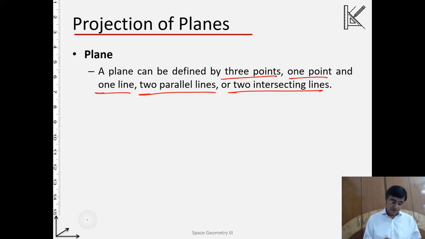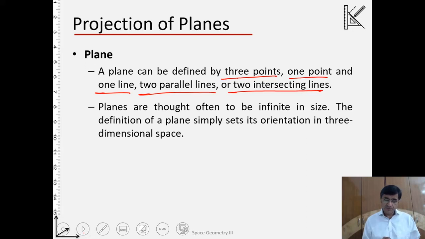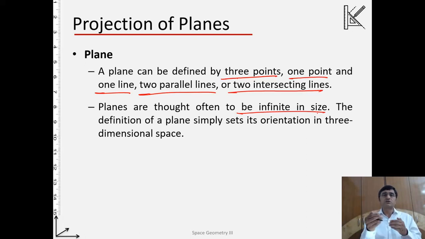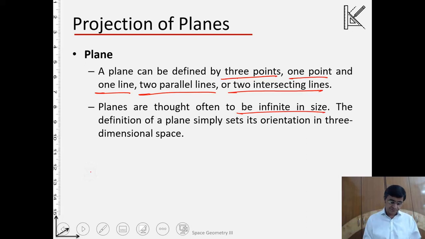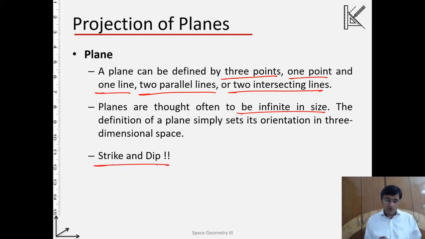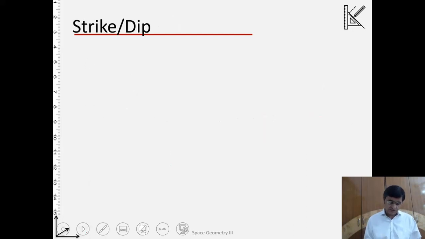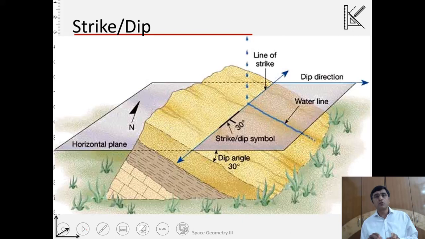Then in addition to this, a plane we consider to be of infinite size, and we can determine the orientation of the plane if we know its projections. We will see it. Finally, for a plane, there will be a strike and dip. What is it? The strike and dip. A very simple example we'll see. Look at this example here.